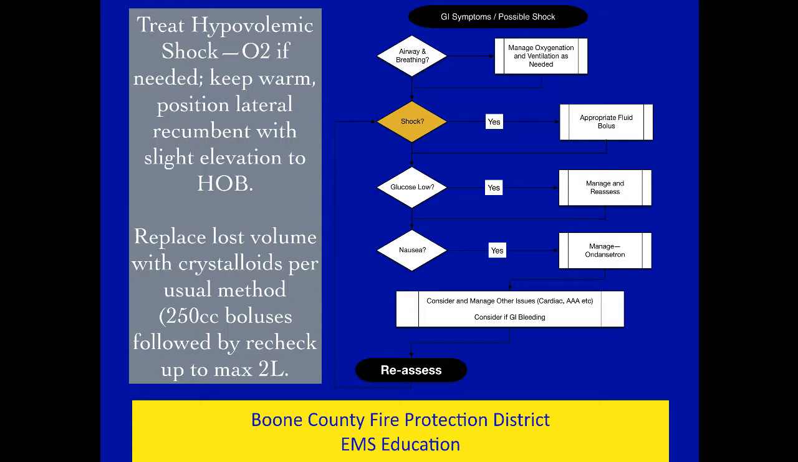How do you treat hypovolemic shock? Well, it's pretty easy. O2 if they need it. Low flow probably doesn't hurt anybody in this case. Keep them warm. Position them lateral recumbent because they're going to vomit potentially and you want to not have an airway disaster. And raise the head of that bed just a little bit. I'm not talking 45 degrees. I'm talking just a little bit.